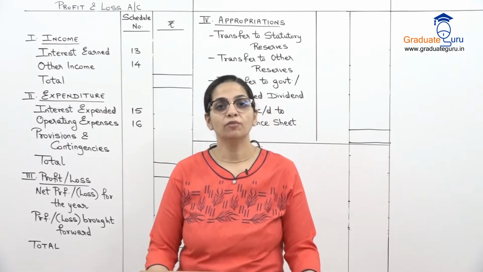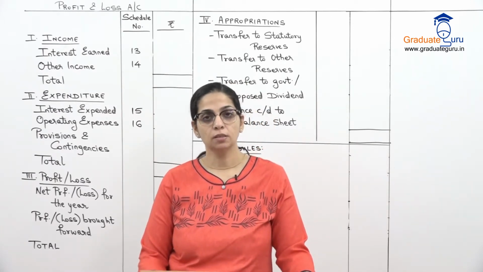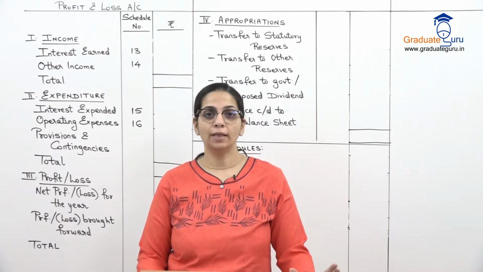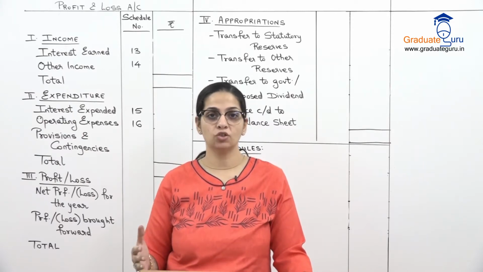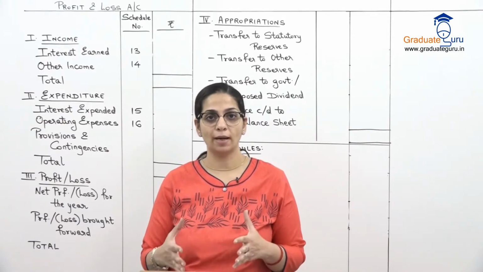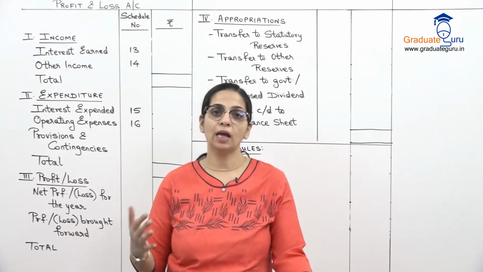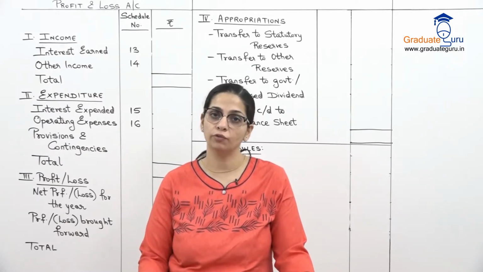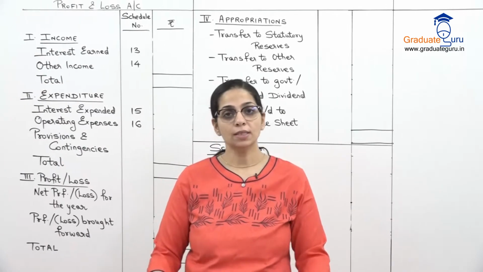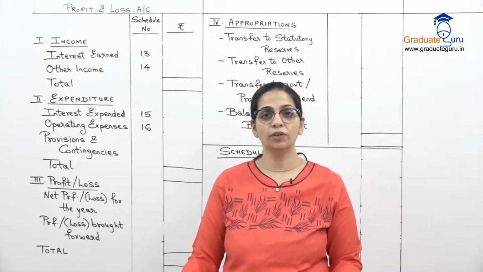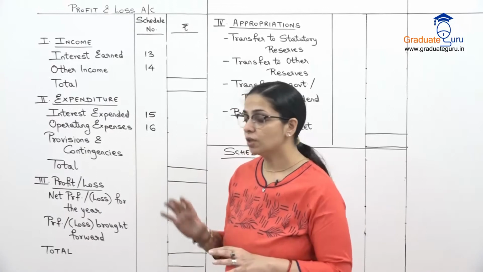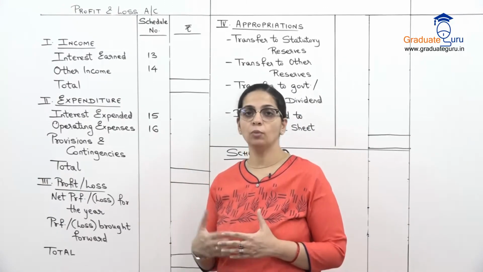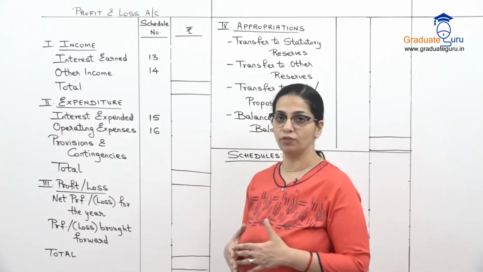We are doing the topic Final Accounts of Banking Companies. Last session we have completed the different schedules of balance sheet. So हमने पूरा balance sheet का format कर लिया है and we've seen how to show the different amounts in the different schedules. Now this session we are moving on to the profit and loss account. So let's first see the basic format and then we'll go to the detailed schedules of profit and loss account statement.